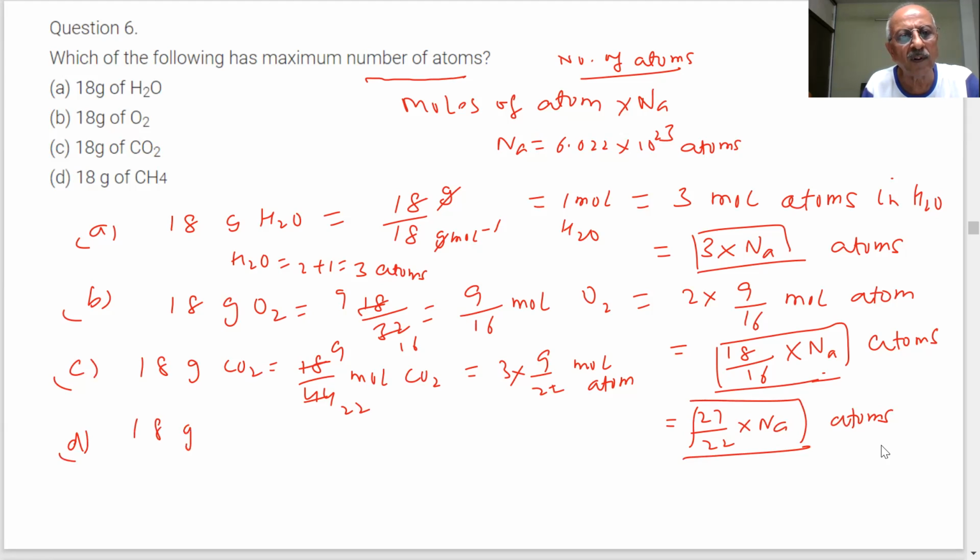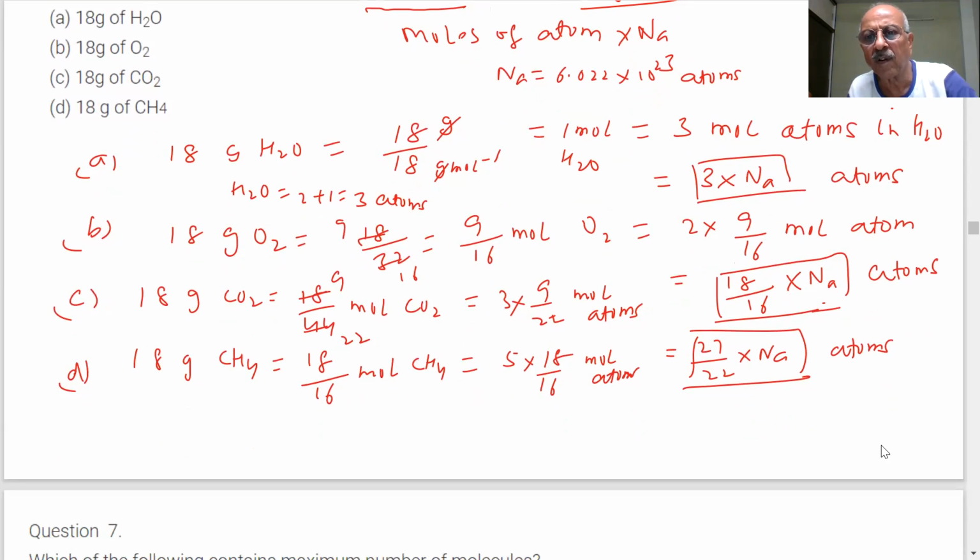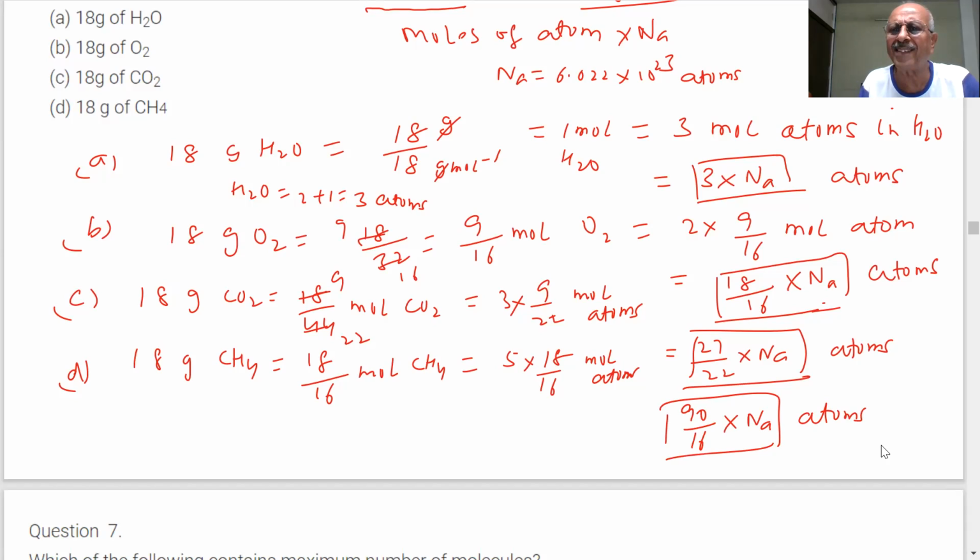18 gram CH4. How much is that? 18 by, what is this? 12 plus 4, 16. Yes, sir. 18 by 16 mole CH4. How many atoms are there? 5. 5 into 18 by 16 mole atoms, which will come to how much? 90 by 16 into Na atoms. Now, the Na is same in all the 4 cases.